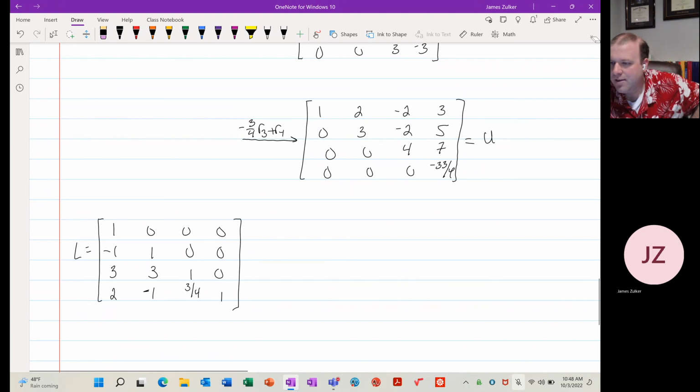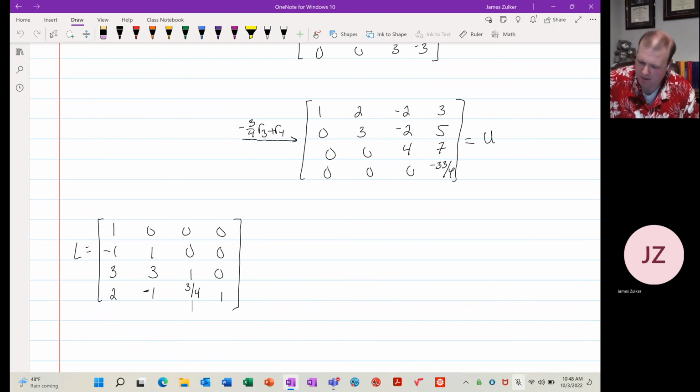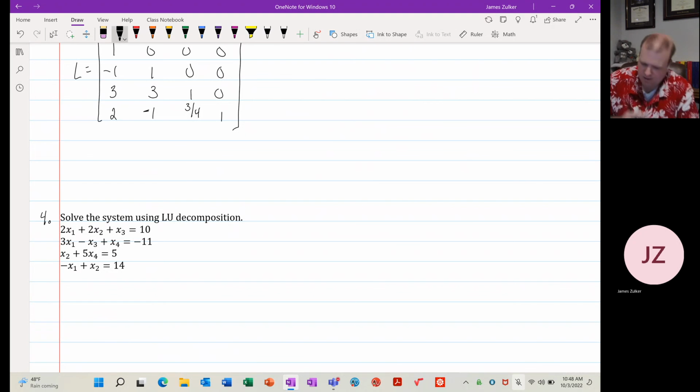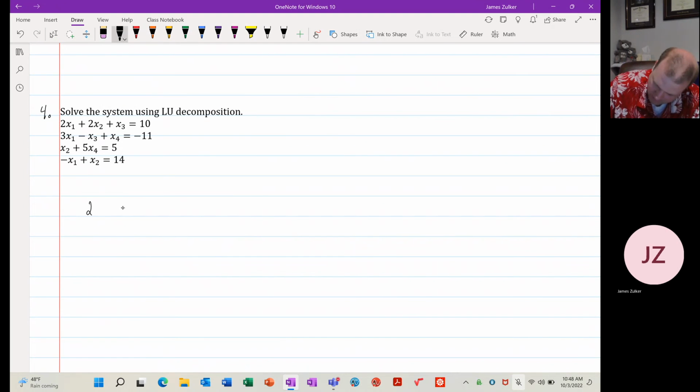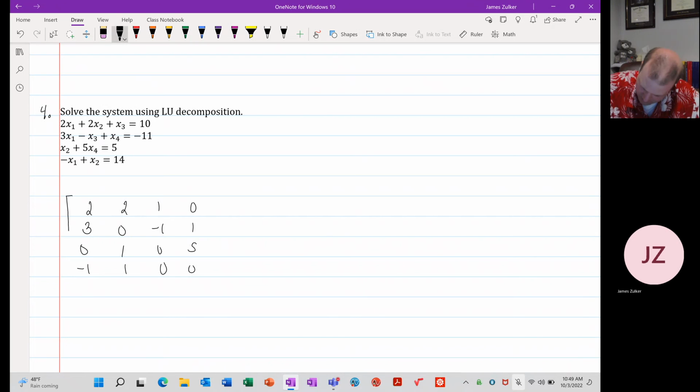Right now, we're just going to look at a 4 by 4 system. Set up the coefficient matrix. 2, 2, 1, 0. 3, 0, negative 1, 1. 0, 1, 0, 5. Negative 1, 1, 0, 0. All right, let's go ahead and decompose this.